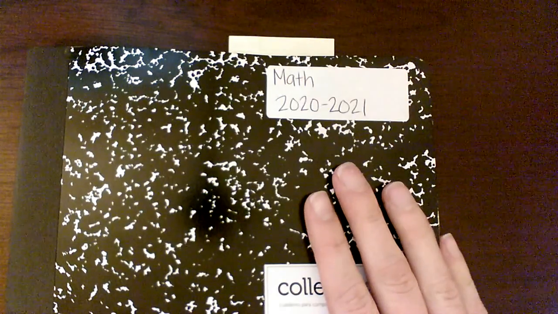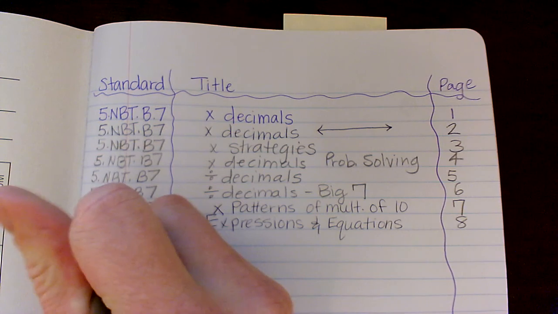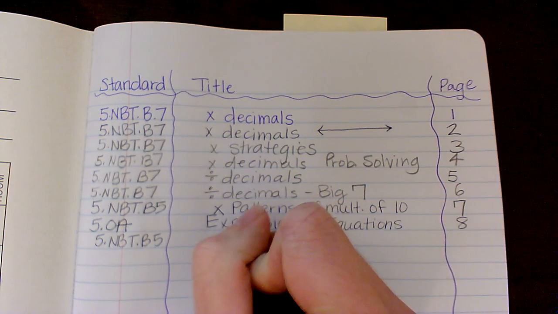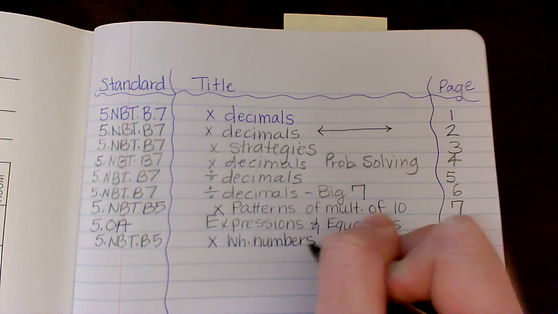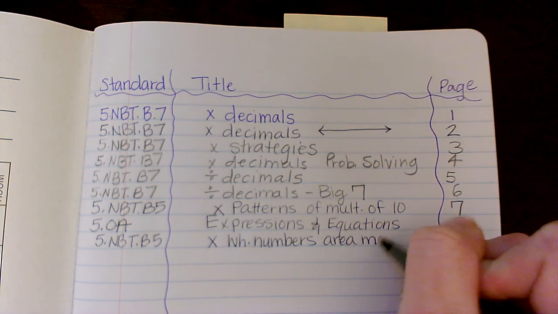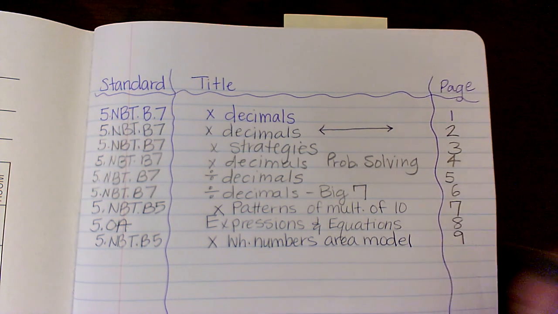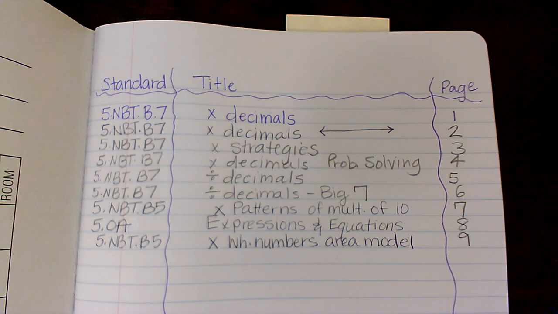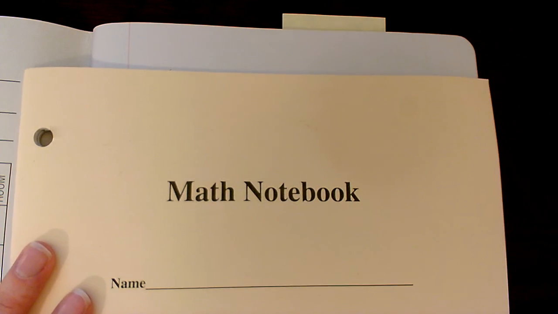So we're starting in our math notes table of contents, and we are working on 5.NBT.B.5, which is multiplying whole numbers, and we're going to be using the area model. Now, something that you're going to need, and this is going to go on my page 9, is some graph paper. If you don't have graph paper, there is graph paper in this notebook here. So I'm going to use the graph paper on the back of the notes here.